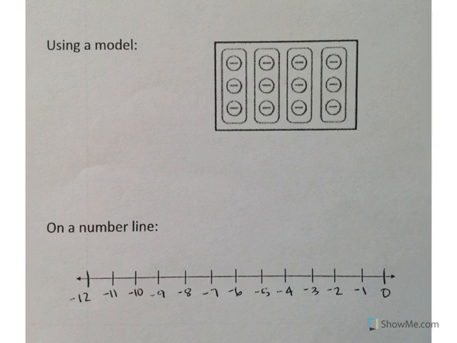I'm going to look at this model and the first thing I want to do is count the number of little negative signs I see. So I'm going to just count 1, 2, 3, 4, 5, 6, 7, 8, 9, 10, 11, 12. So I have 12 negative counters, 12 objects that represent negative integers. So the first number I'm going to write is negative 12.